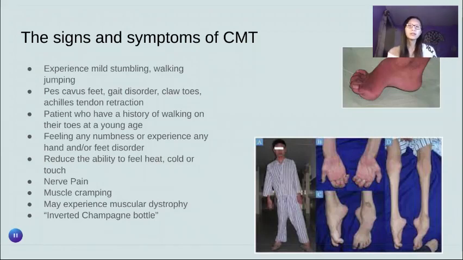It reduces their ability to feel heat, cold, or touch. Patients can experience nerve pain, muscle cramping, and they may experience muscular dystrophy. Again, in the patient in picture D, we see that there are barely any muscles on his leg. Patients may have an inverted champagne bottle leg.